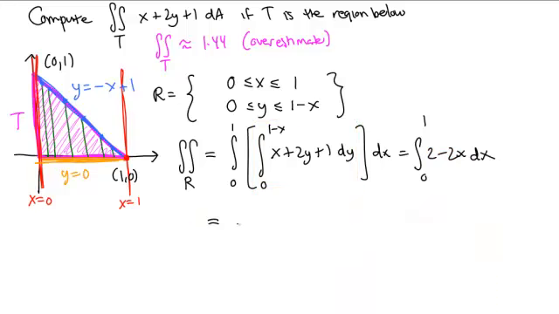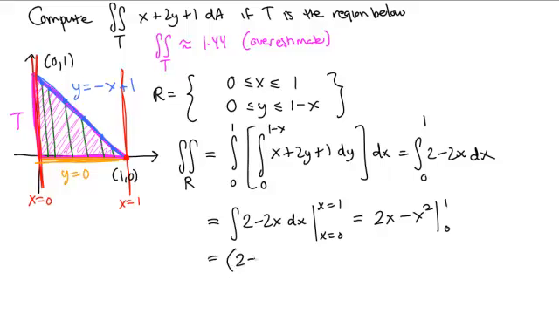According to the fundamental theorem of calculus, we'll first come up with an antiderivative with respect to x, and then evaluate that from x equals 0 to x equals 1. An antiderivative would be 2x minus x squared, which we can then plug in 0 and 1.